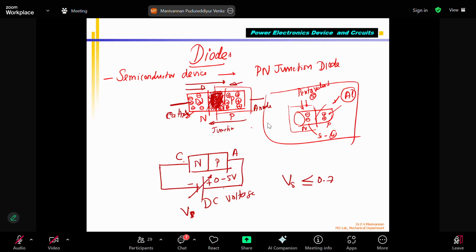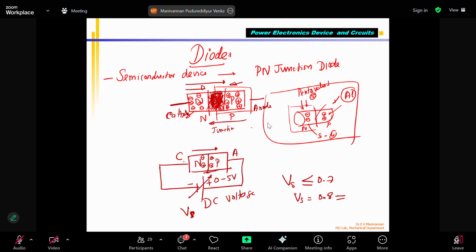Now, if I increase this voltage to 0.7 and above, say for example, Vs is equal to 0.8 volts, that means the electrons will move from here. The electrons will start coming inside this. Similarly, the holes from here will start coming inside this. Right? So now we say that the diode is conducting.